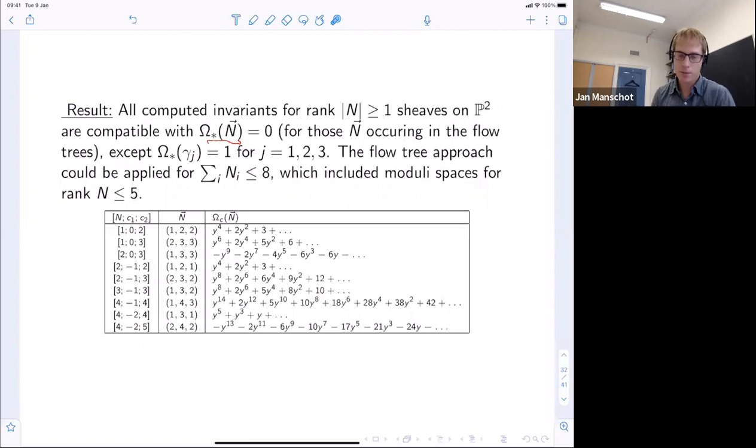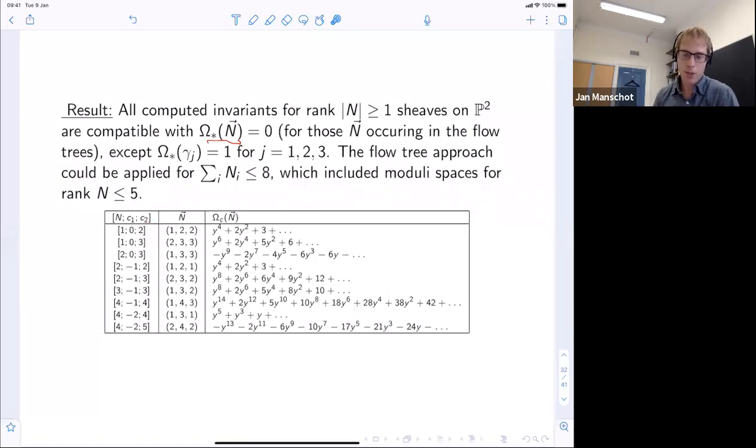So we can then make lists. Here on the left we have, say, the Chern character, and on the right we have the corresponding dimension vector. So for Chern character 1, 0, 2, instanton number 2, we get dimension vector 1, 2, 2, and we find this 4-dimensional moduli space, and one can proceed.